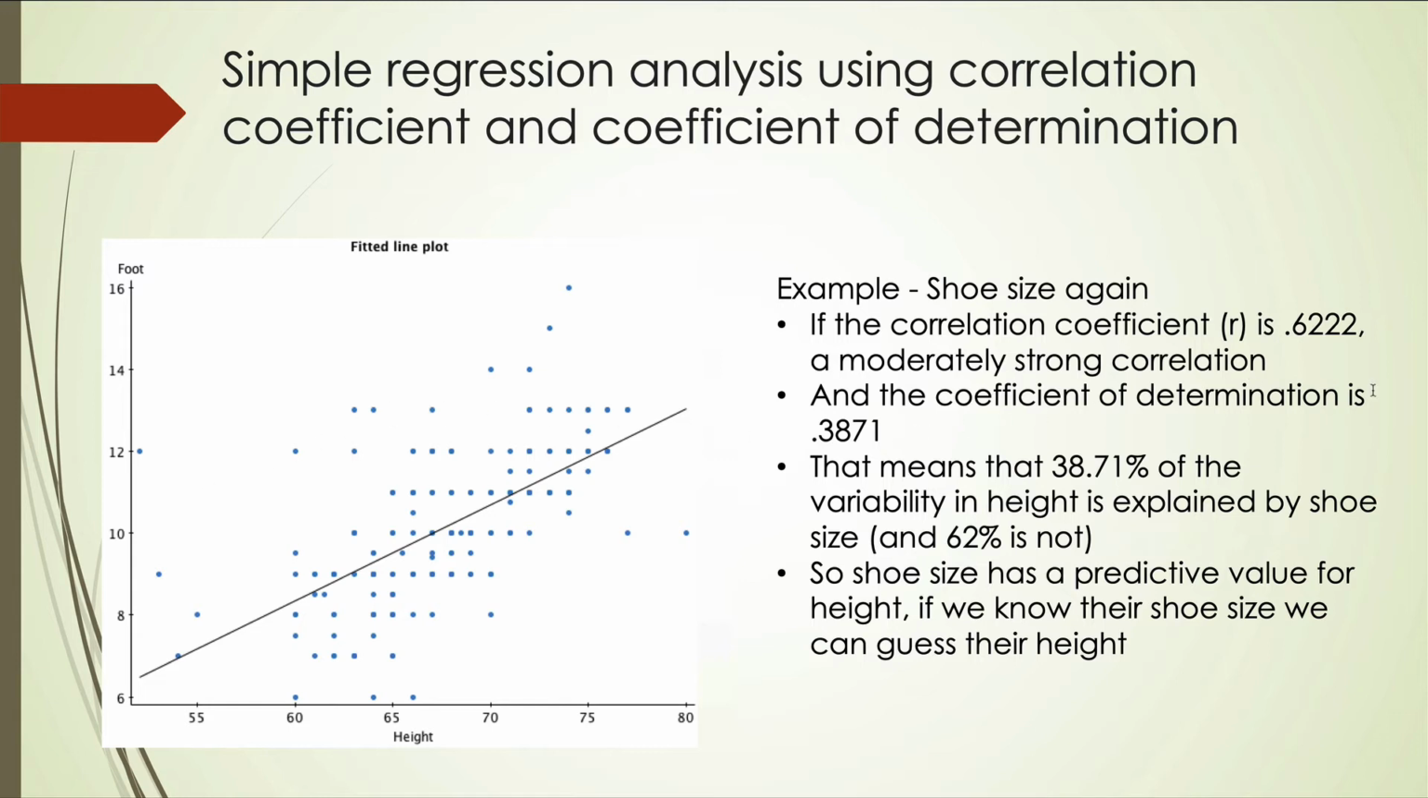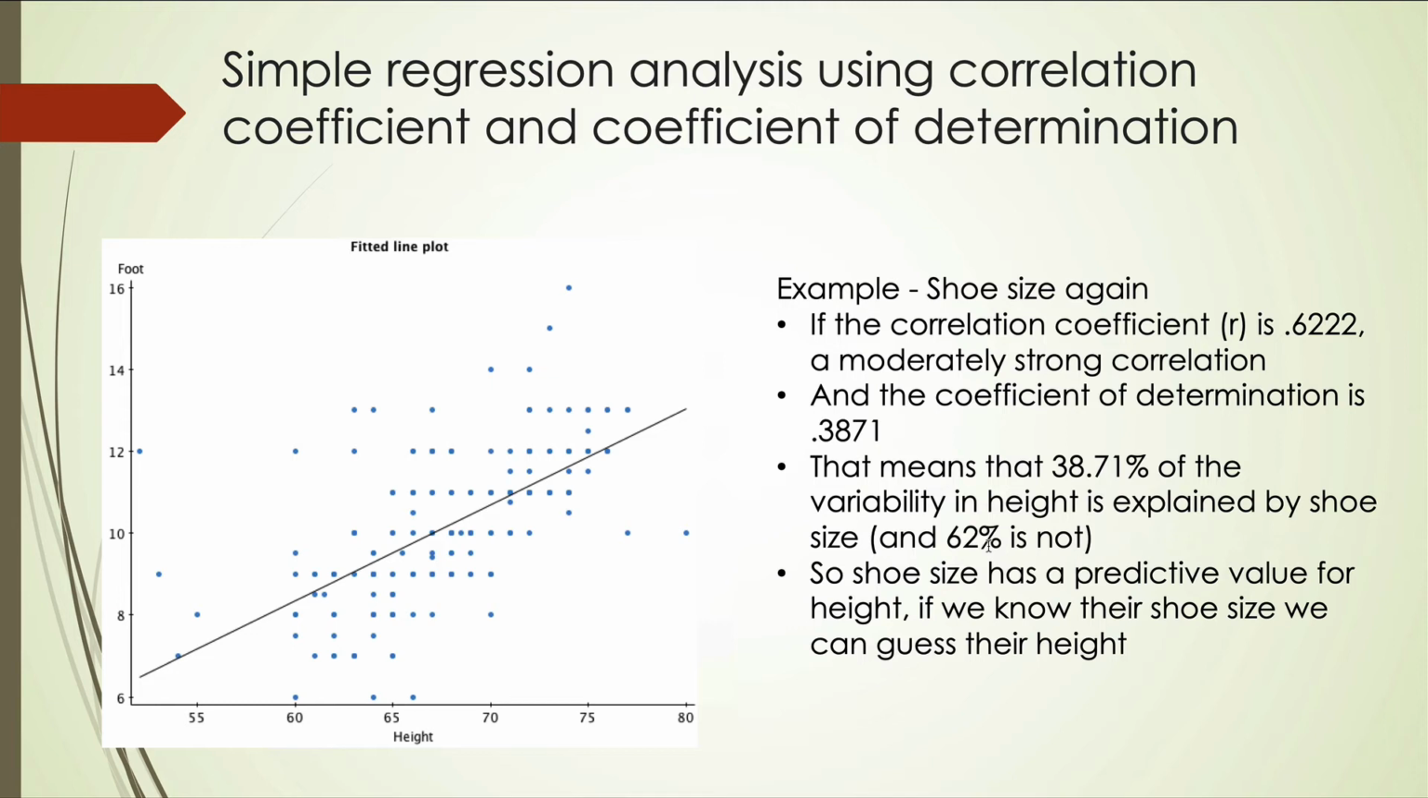The coefficient of determination is the square of this. If you take your calculator and square 0.622, you get 0.3871. That tells us that the coefficient of determination is about 0.387. That means 38.71% of the variability in height is explained by shoe size. That also tells us that about 62% of the variability in height is not explained by shoe size.